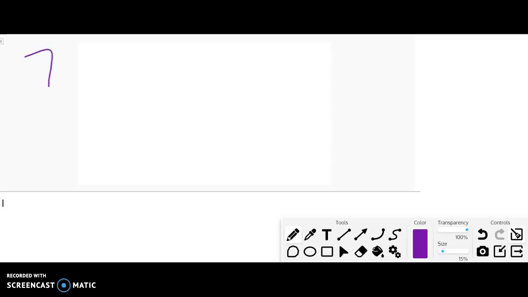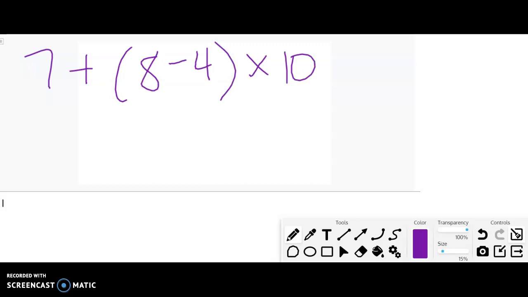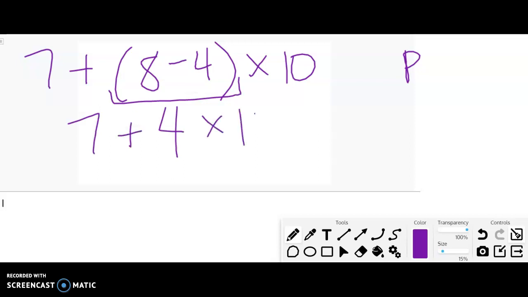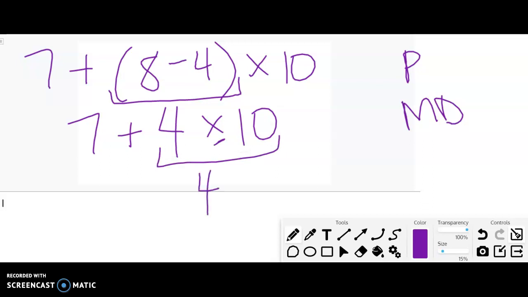Okay, 7 plus (8 minus 4) times 10. Again, parentheses. Yep. 8 minus 4 is 4. Rewrite everything I haven't used yet. Multiply and divide. I have multiplying. So I look at the two numbers right around it. I'm not going to use the 7 yet. 4 times 10 is 40. And 7 plus I haven't used yet. So 7 plus 40 is 47.